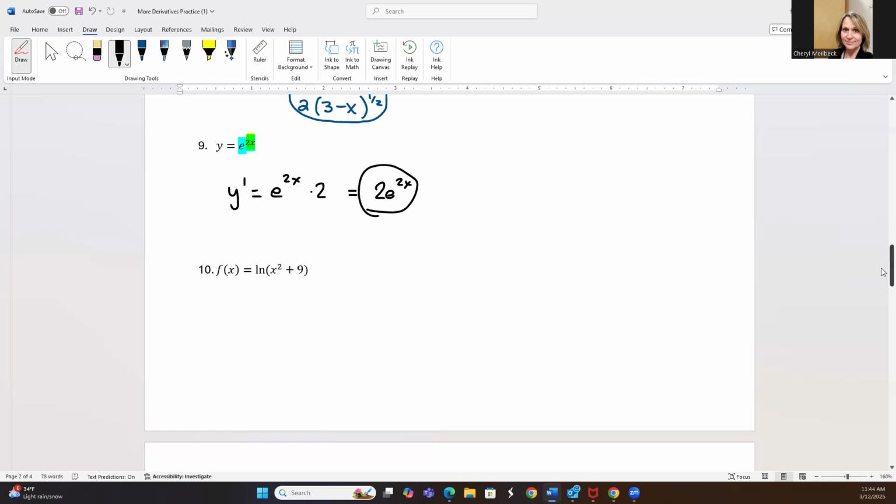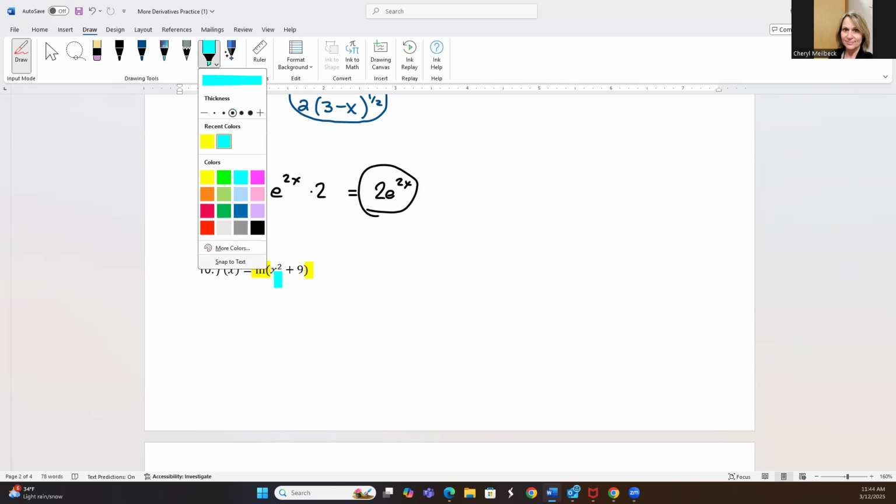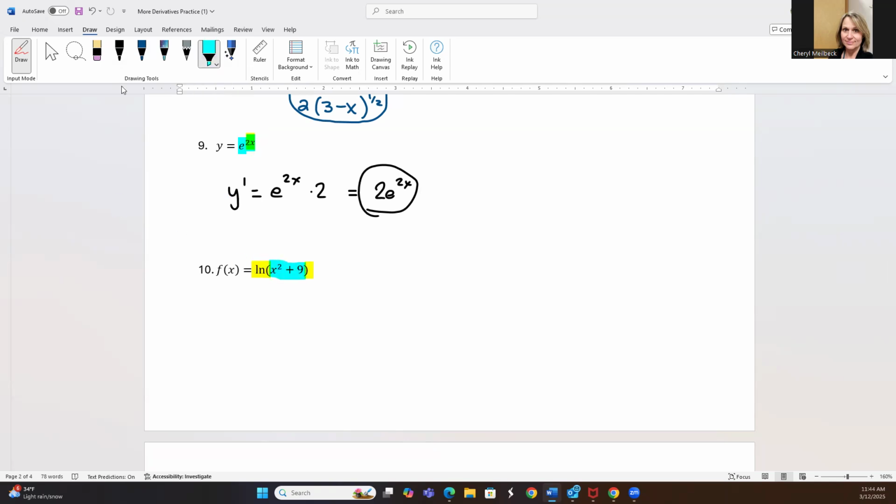On number 10, once again, it looks like we have our chain rule. So the outside function is my natural log function, and the inside function is the x squared plus 9. Taking the derivative of a natural log function is 1 over the argument. The derivative of the inside function is the derivative of the x squared plus 9, which is 2x, giving us our final answer of 2x over x squared plus 9.